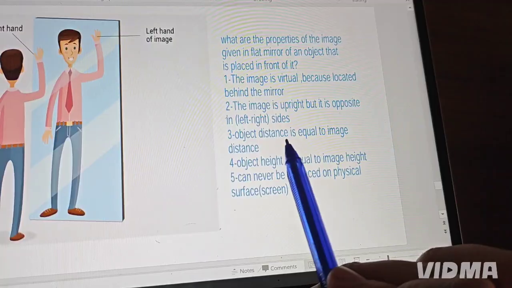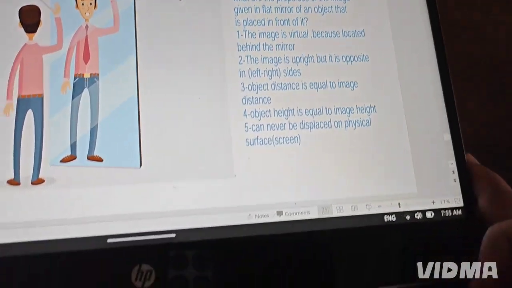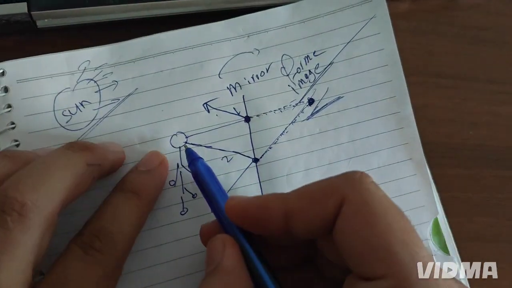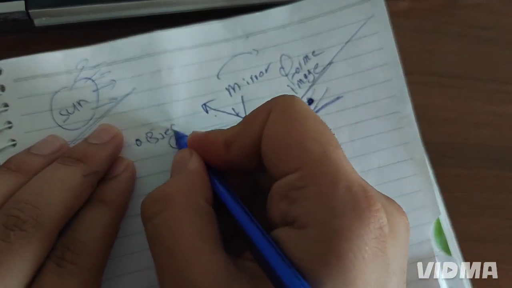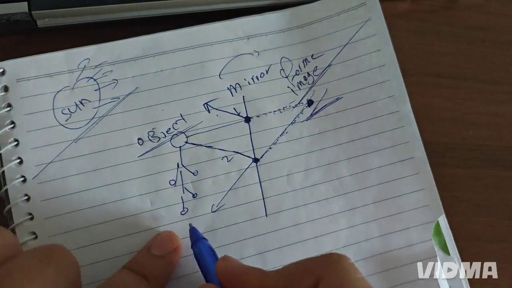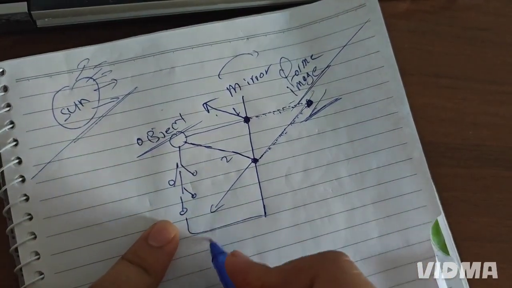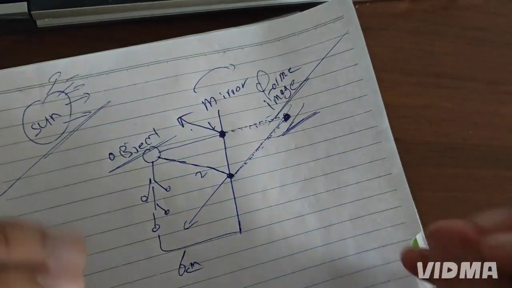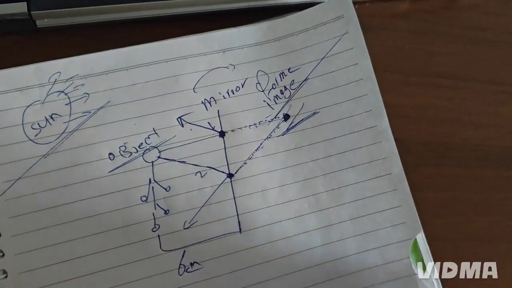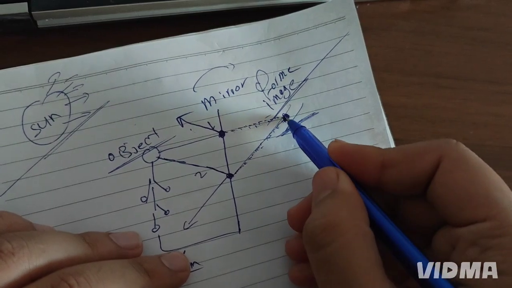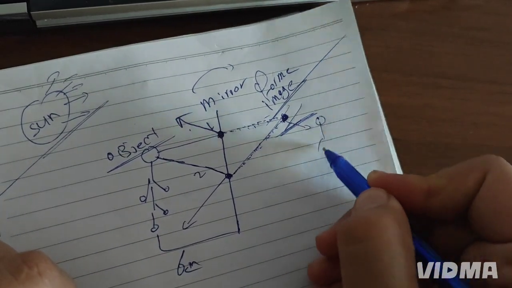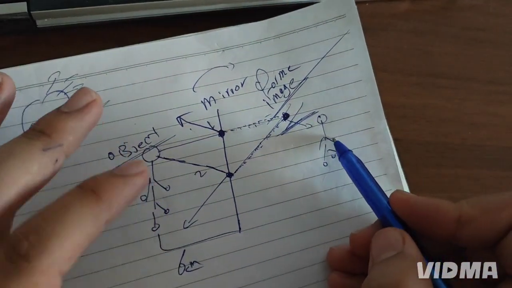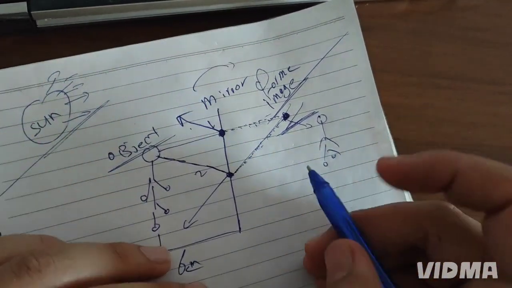The third one: object distance is equal to image distance. Let me tell you one thing here. This is the object. I put the object in front of this mirror. For example, the distance between the object and the mirror is 6 centimeters. As I told you, where is the image located? Where is the image produced? This is the image of the object that is produced behind the mirror.